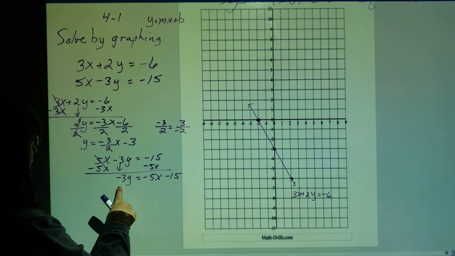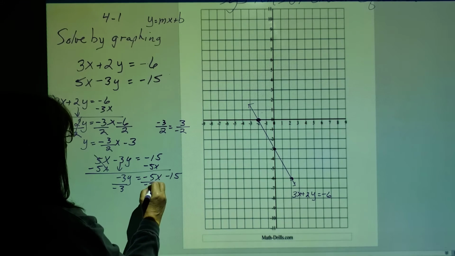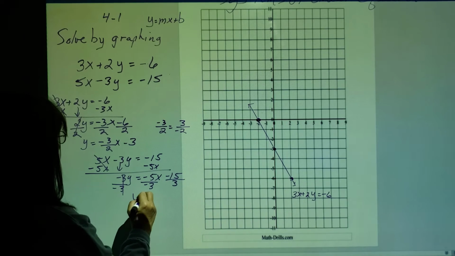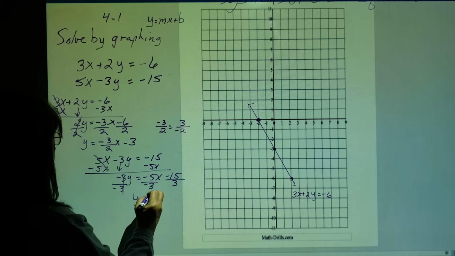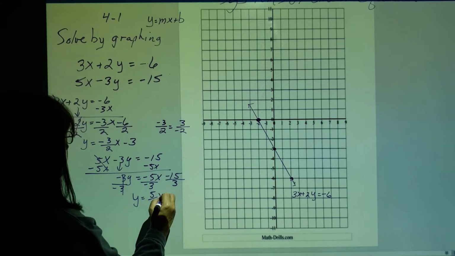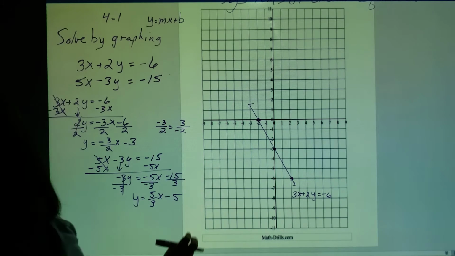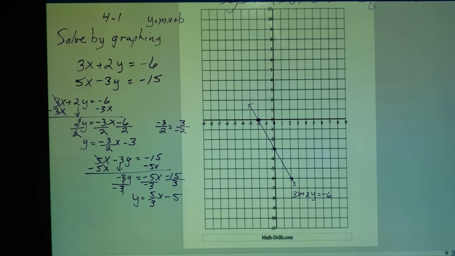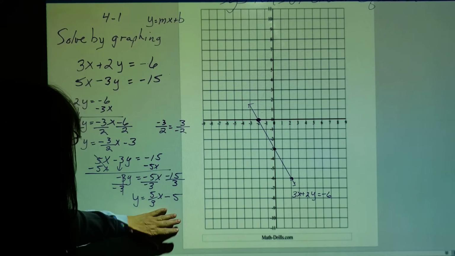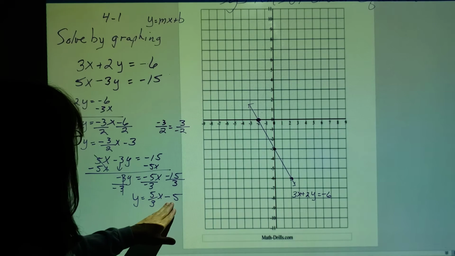Now we need to solve for y. So we're going to divide all terms by negative 3. So we end up with y equals, negative divided by negative is positive, so we have 5 divided by 3 x, minus 15 divided by 3 is 5. Almost the last step is to come over here and graph y equals 5/3 x minus 5.